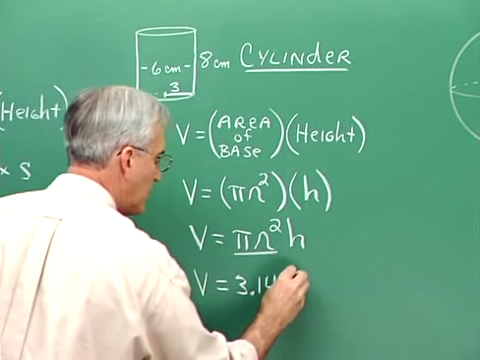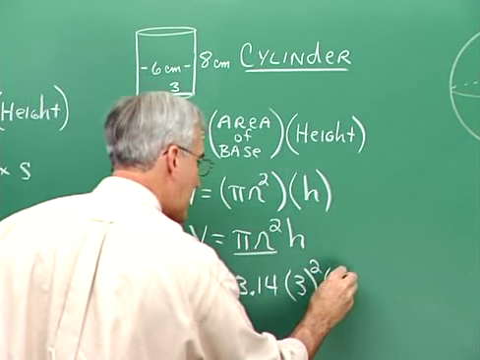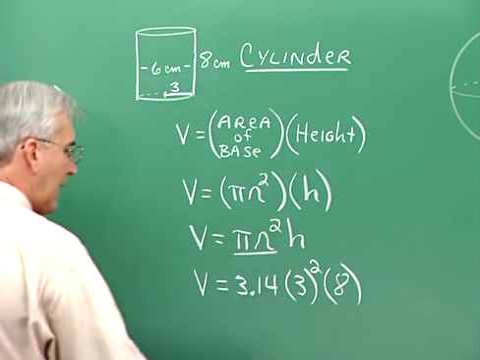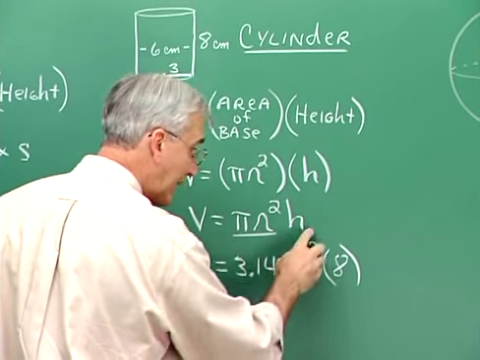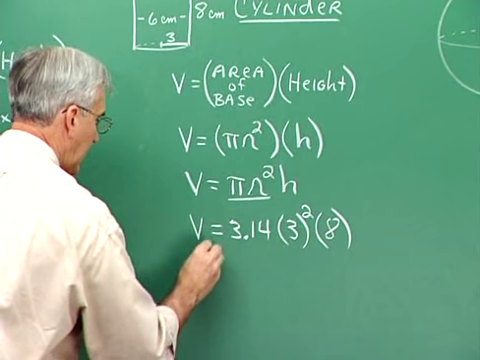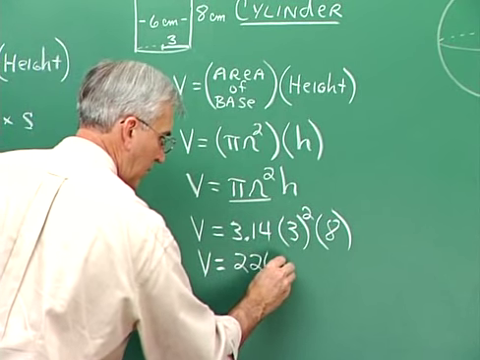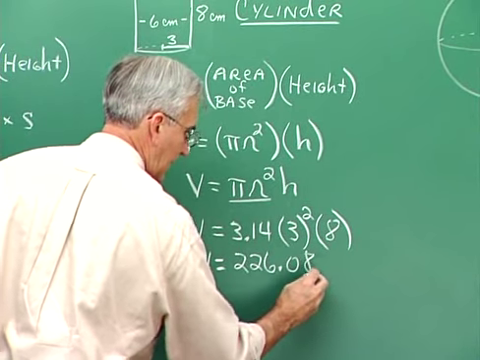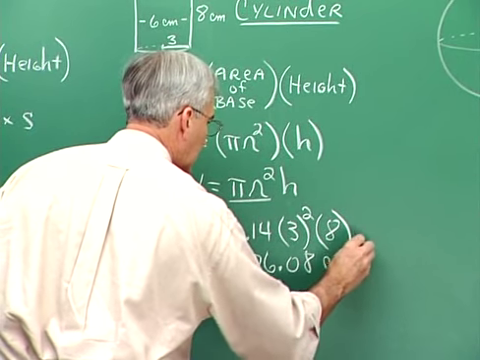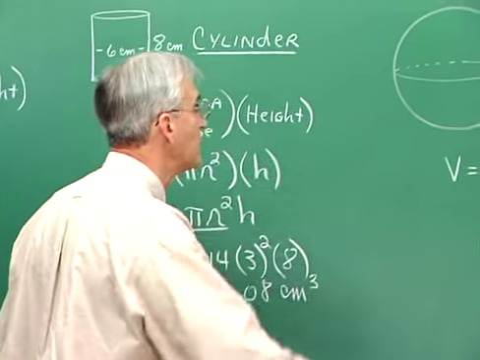So it's 3 that we're using in our formula, and the height is 8. And now we multiply it out. 3 squared is 9. You see, we need to do this first, and then the 9 times the 8 times the pi, and it turns out that the volume is 226.08, and it's cubic centimeters here. It's the cube on whatever the unit is.